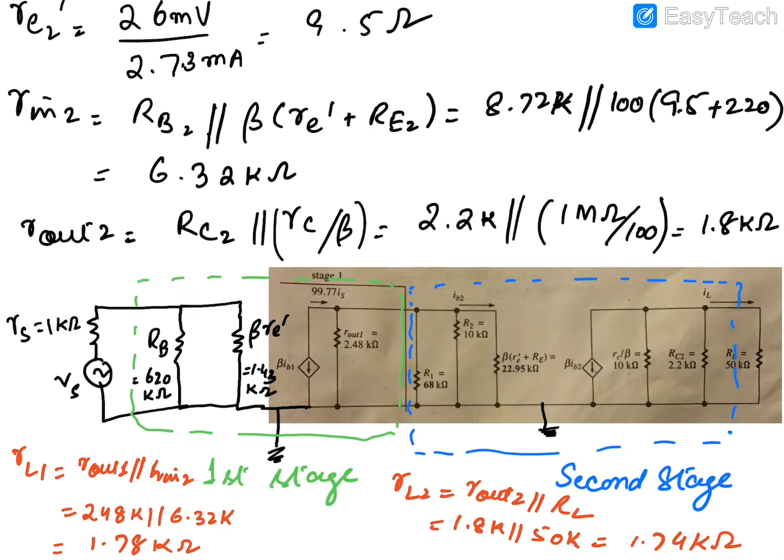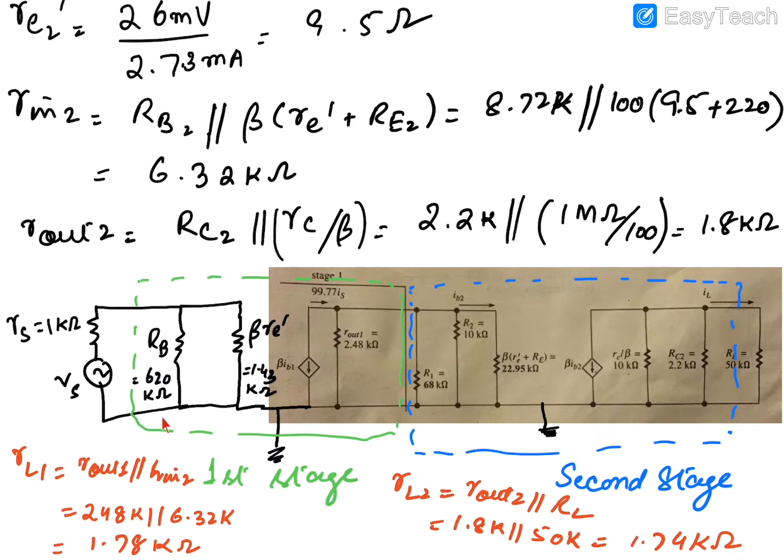Now the input resistance for stage 2 will be equal to RB2 in parallel with beta times RE dash plus RE2. Here instead of RF we have RE2, so we have written RE2 instead of RF, and it is equal to 6.32 kilo ohms. This is the input resistance for the second stage, and the output resistance for the second stage will be equal to RC2 in parallel with rc over beta, and it is equal to 1.8 kilo ohms.